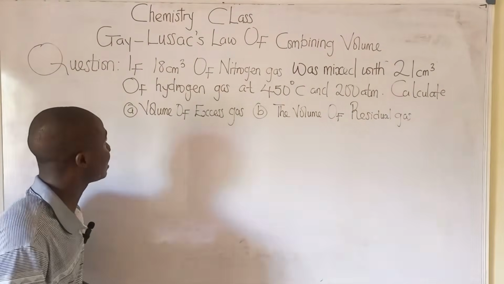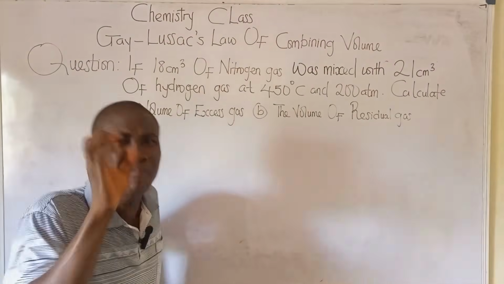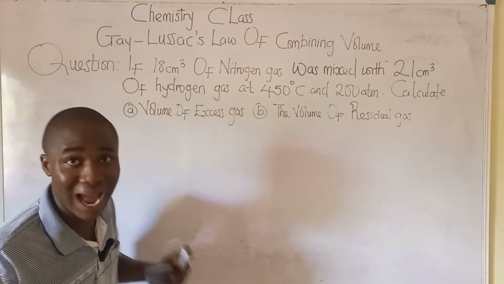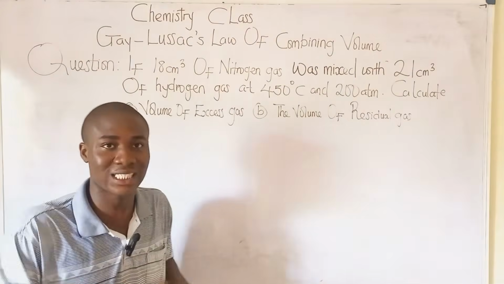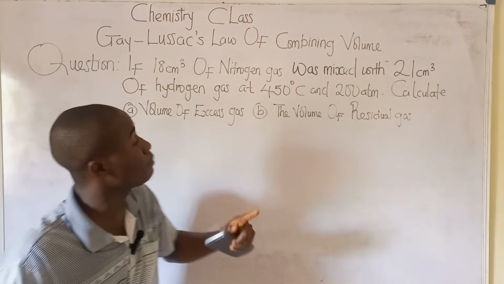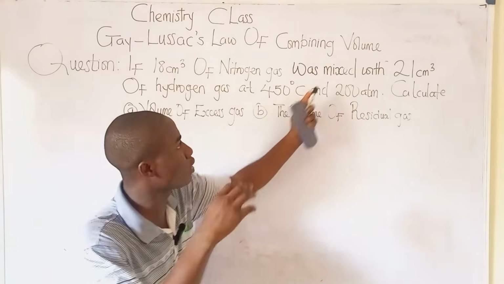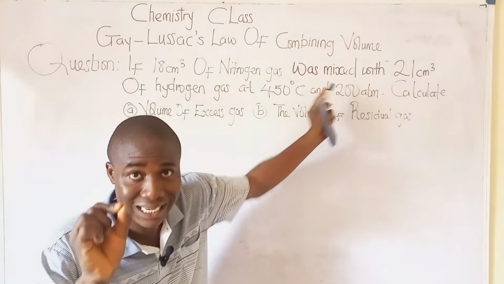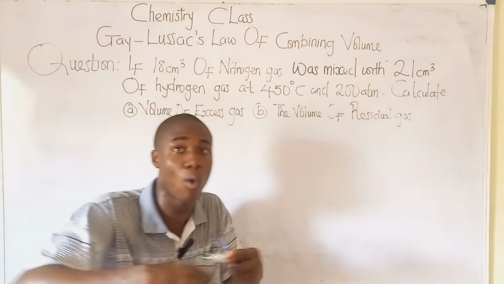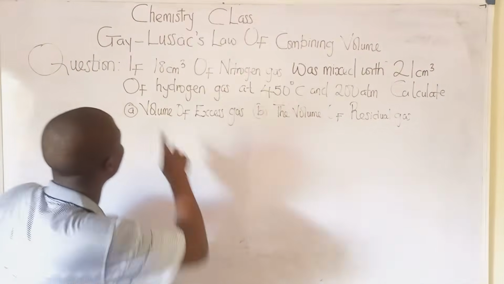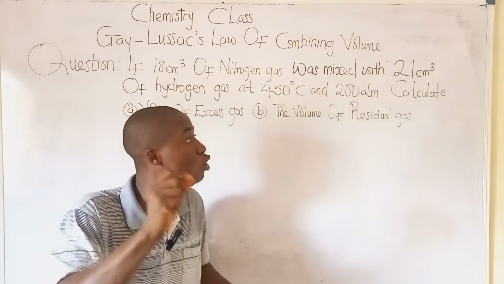Now I read. The question says, if 18 cm cube of nitrogen gas was mixed with 21 cm cube of hydrogen gas. Now let me explain, because we have numerous ways questions can be asked under this aspect. Sometimes you will see if 18 cm cube of nitrogen gas was packed, it's still the same as was mixed. And you can also see another word, was reacted. So all these terms are actually the same. Okay, so if 18 cm cube of nitrogen gas was mixed or was packed or was reacted with 21 cm cube of hydrogen gas at 450 degrees Celsius and 200 atm.